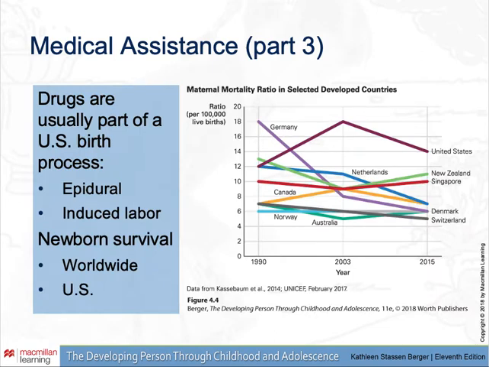Drugs are usually a part of the US birth process. One is called the epidural. It's involved in induced labor. There's the epidural, and then there's also something called Pitocin, and that induces labor.